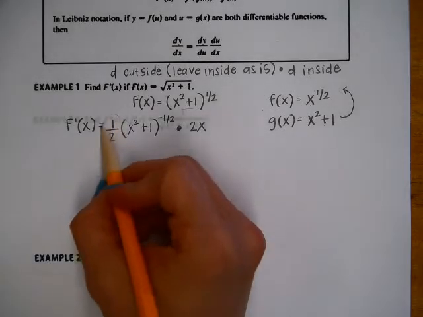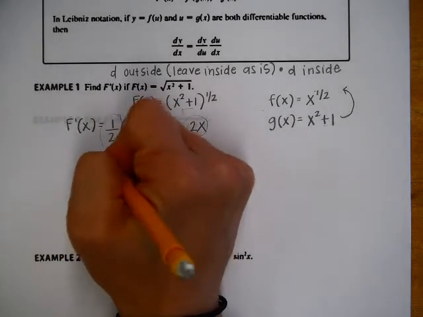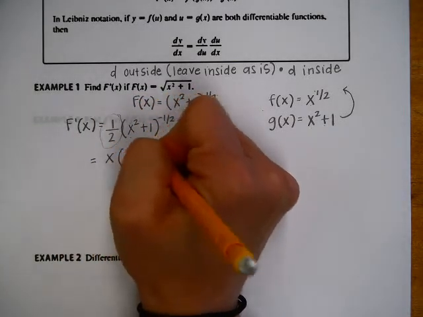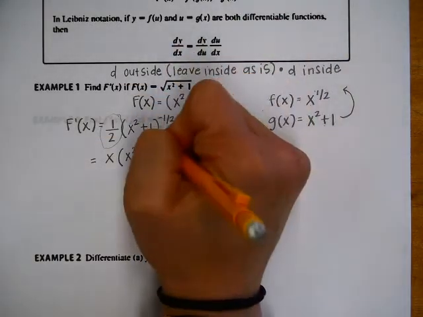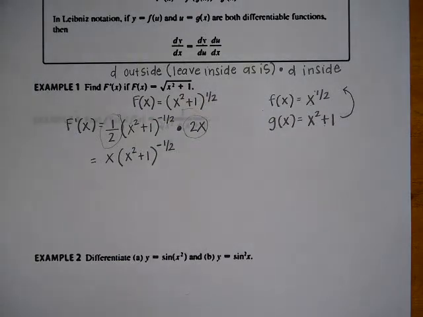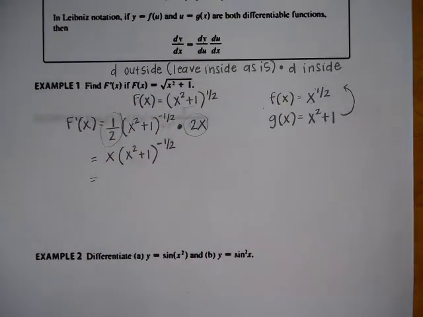So if we multiply 1 half times 2x, then 1 half times 2 is just going to be 1. So we're just going to be left with x times x squared plus 1 to the negative 1 half. And then based on what we learned in the previous sections, you could leave it, but we usually pretty that up a little bit by moving that x squared plus 1 to the negative 1 half to the bottom, making that positive, right?